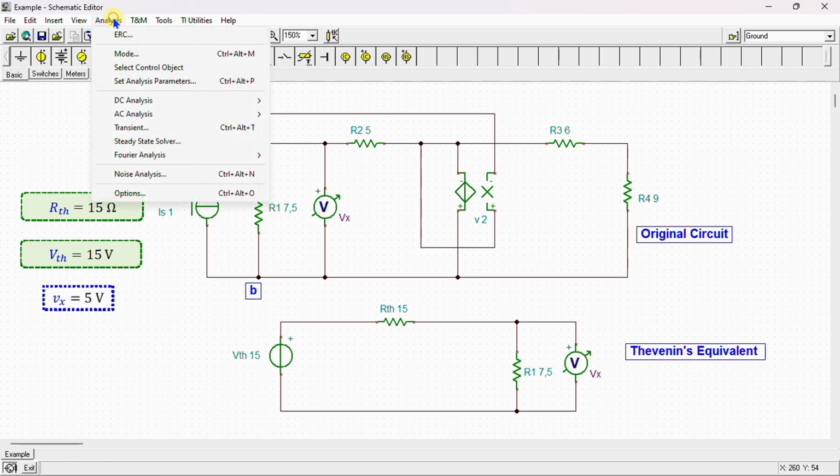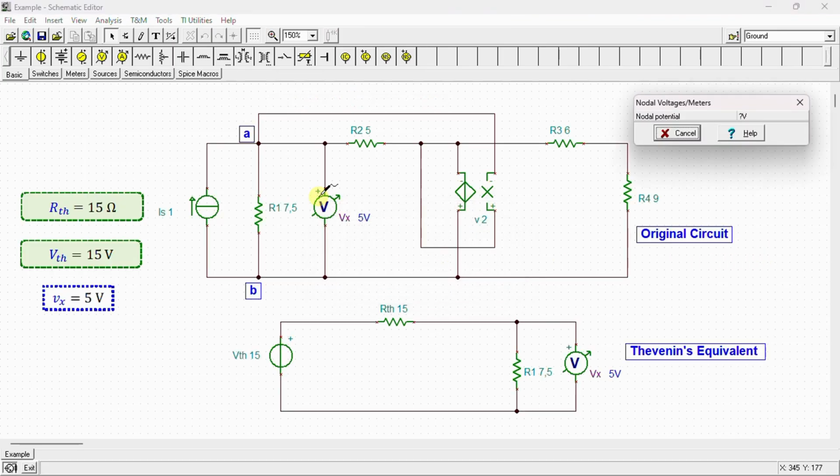Let's move on to analysis. This analysis calculates nodal voltages. We can see here that Vx is equal to 5 volts in the original circuit and Vx is equal to 5 volts in the Thevenin's equivalent circuit. From the simulation, it becomes clear that the voltage Vx is the same when using both the original circuit and the Thevenin's equivalent. This similarity validates the correctness of our calculations.